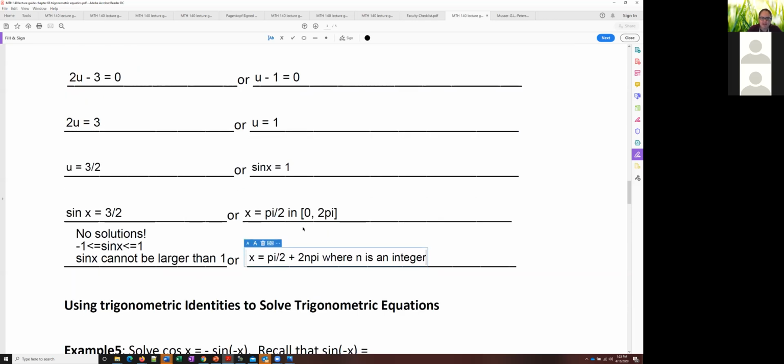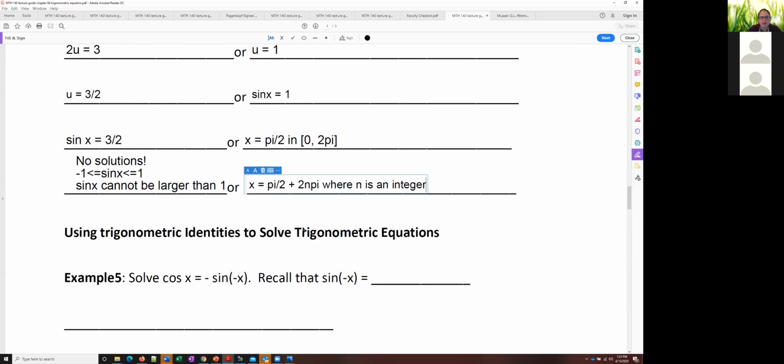Okay. Ready to look at the next part? The next one we want to solve: cosine x is equal to negative sine of negative x. And we've got a formula about the sine of negative x. Since the sine function is odd, the sine of negative x is equal to negative sine x. Oh, okay, that's fine. So the question was about where the 2n pi comes from.